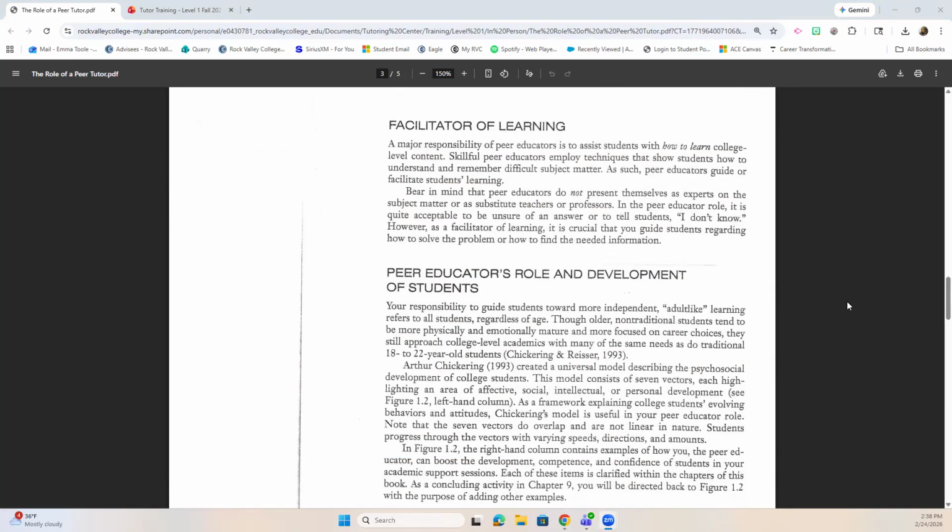Bear in mind that peer educators do not present themselves as experts on the subject matter or as substitute teachers or professors. In the peer educator role, it is quite acceptable to be unsure of an answer or to tell students, I don't know. However, as a facilitator of learning, it is crucial that you guide students regarding how to solve the problem or how to find the needed information.